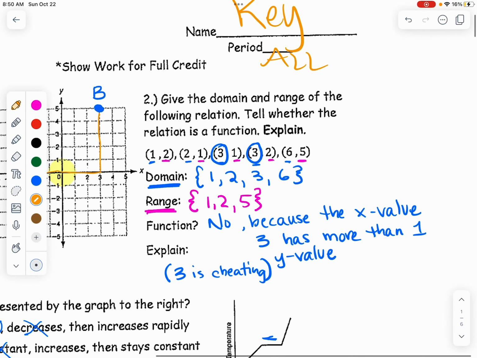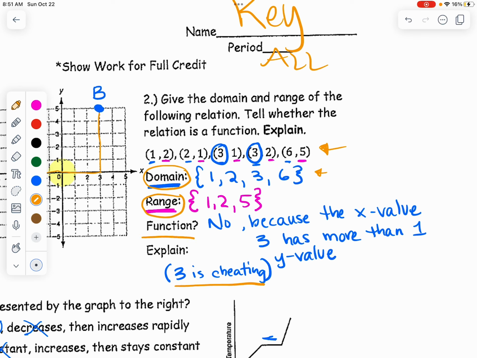Number 2 asks us to say the range and domain of these points right here. And we know the domain is all the x's and the range is all the y's. And we write these as a set. We do not need to repeat anything that's repeated. But we do notice that because the x's have repeated, it means that they have more than one y value. So this is not a function, okay?